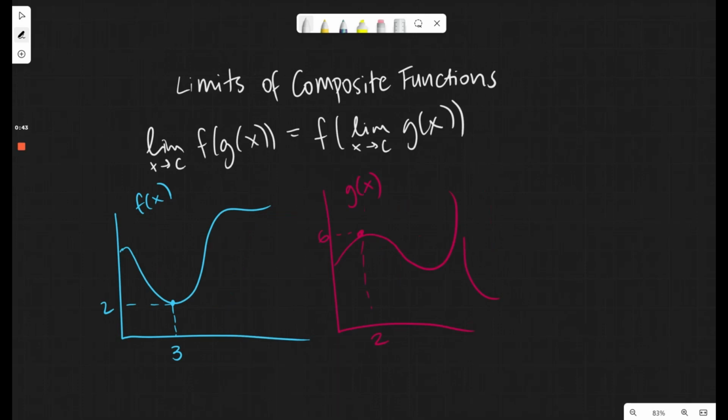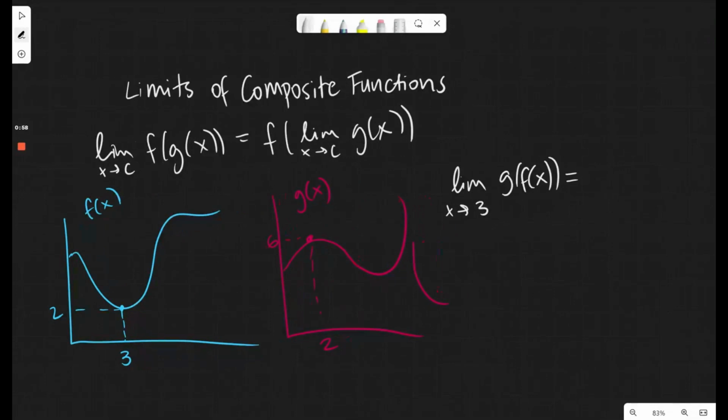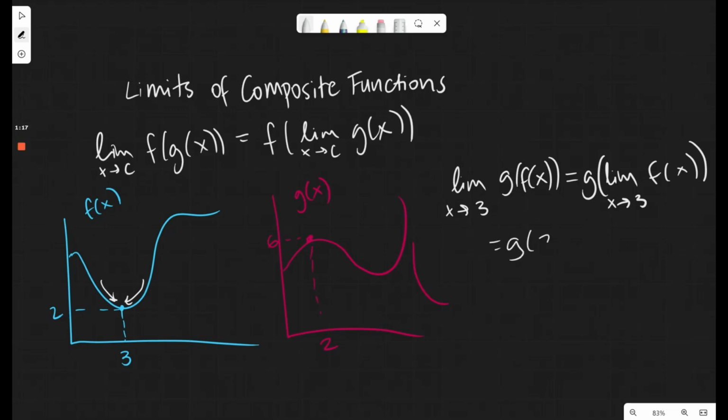So let's say we were looking for the limit as x approaches 3 of g of f of x. This would be equal to g of the limit as x approaches 3 of f of x. And the limit as x approaches 3 of f of x, well, from the left it's going to 2, and from the right it's also going to 2. So this is just equal to g of 2, which is 6. And in this case, this worked.